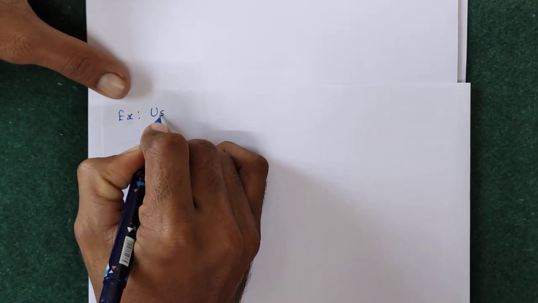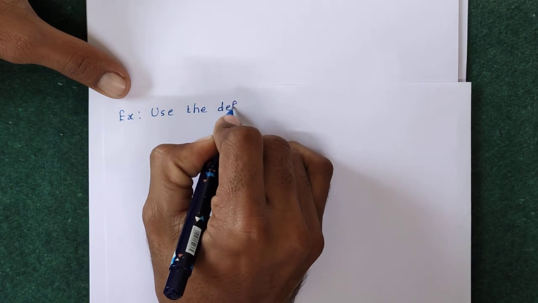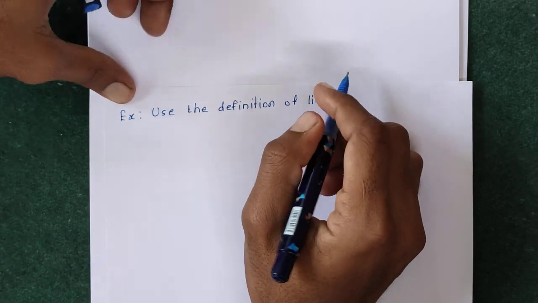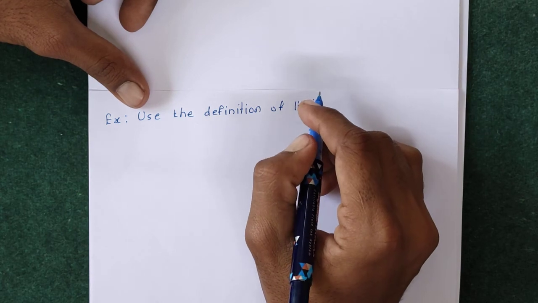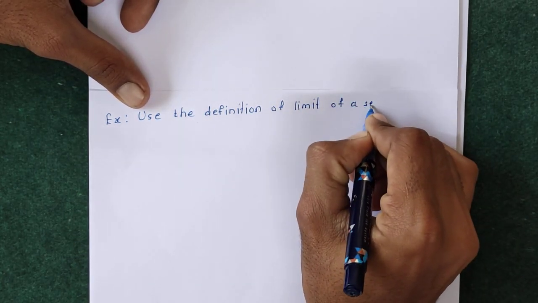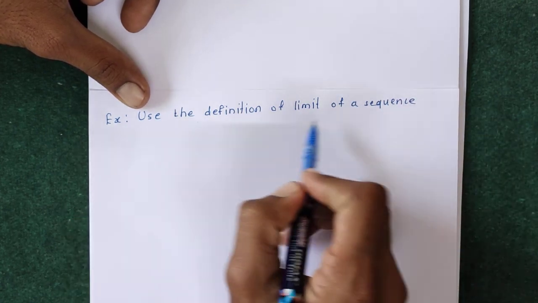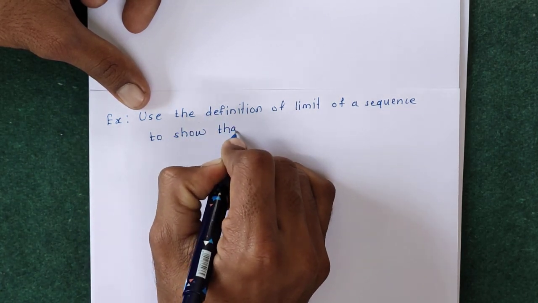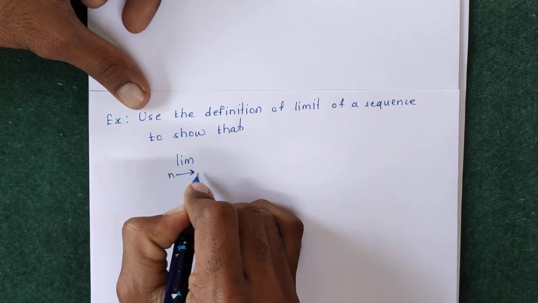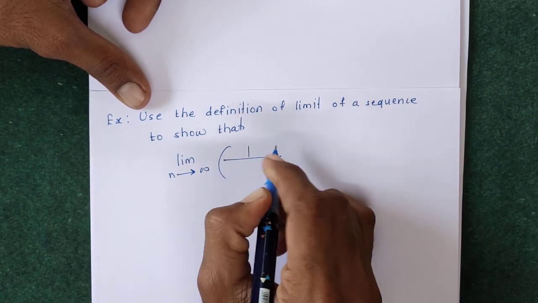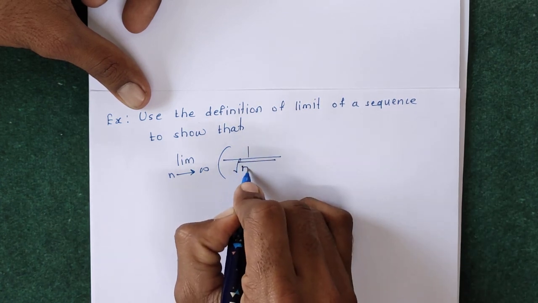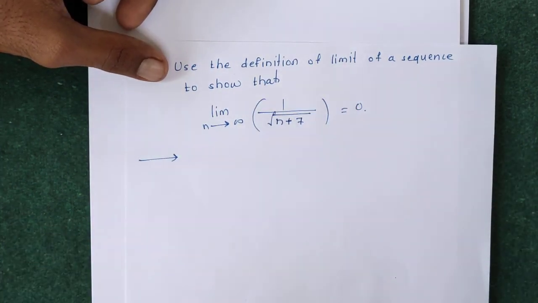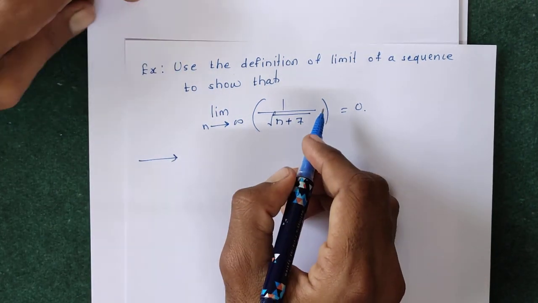Use the definition of limit of a sequence to show that the limit as n tends to infinity of 1 upon square root of n plus 7 is equal to 0.